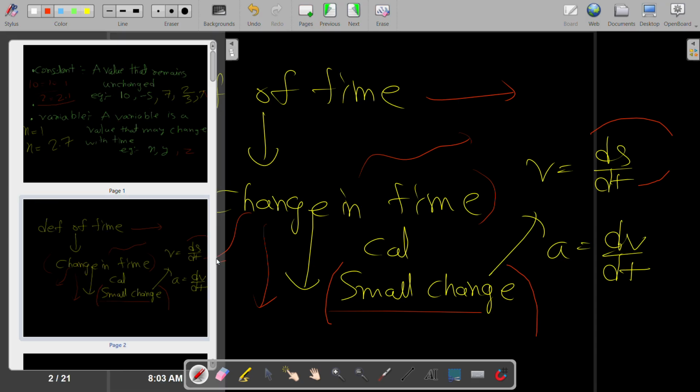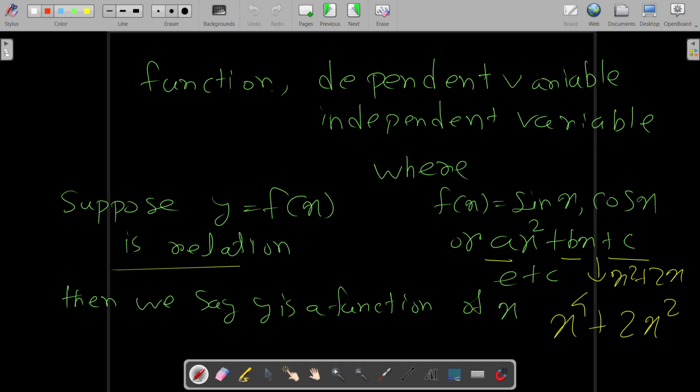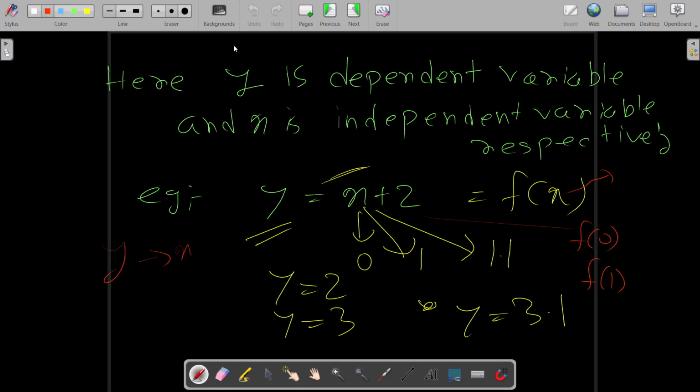Next, what are functions? Dependent variables and independent variables. We have also gone through this in class 9. Suppose y equals something in terms of x, where x can be anything, let's say sin x, cos x, or a polynomial like x square plus bx, a quadratic polynomial, or a higher degree polynomial like x to the power 4 plus 2x square. Then we can say y is a function of x. Clearly y is a dependent variable and x is the independent variable.